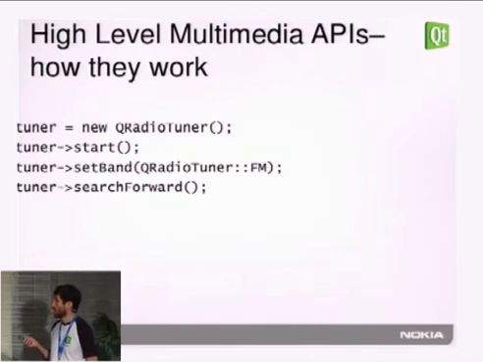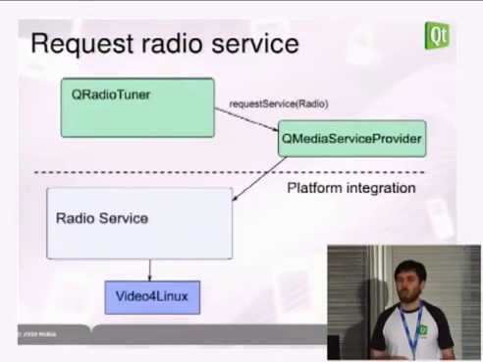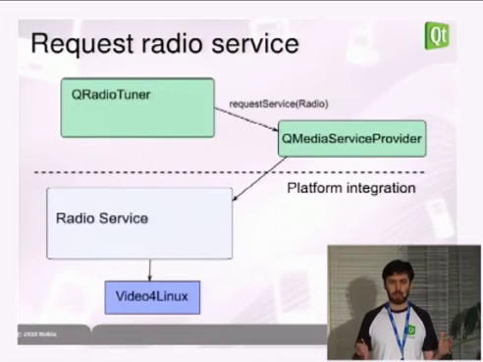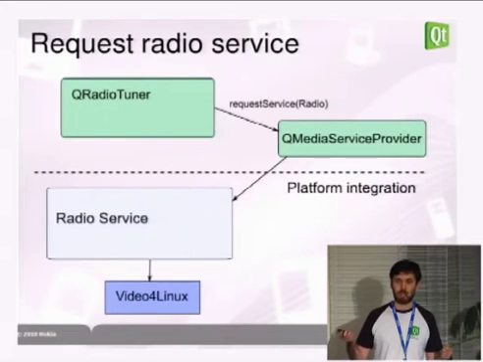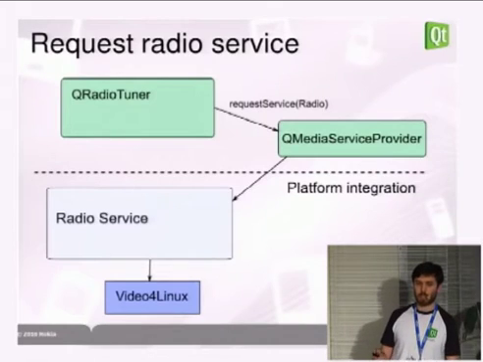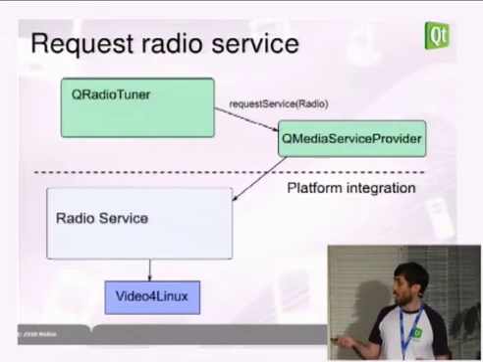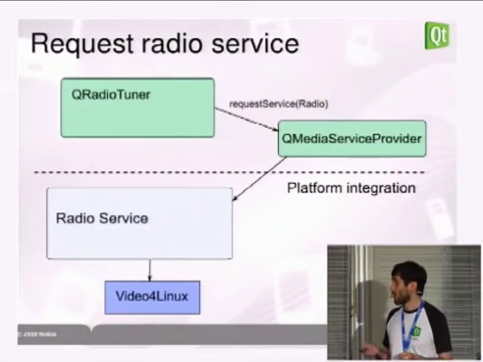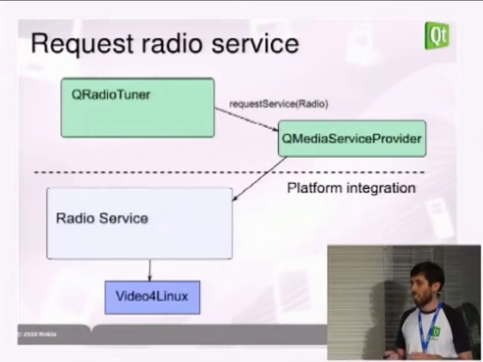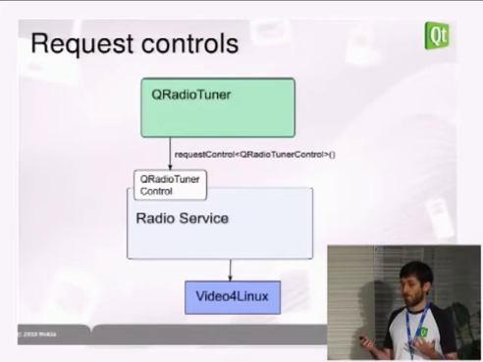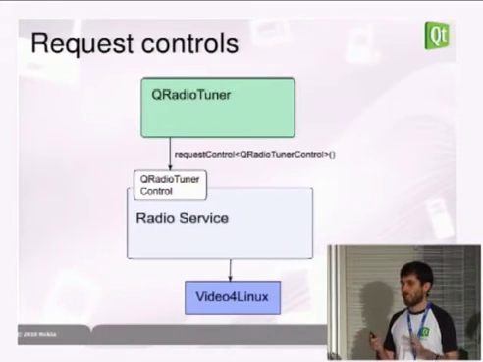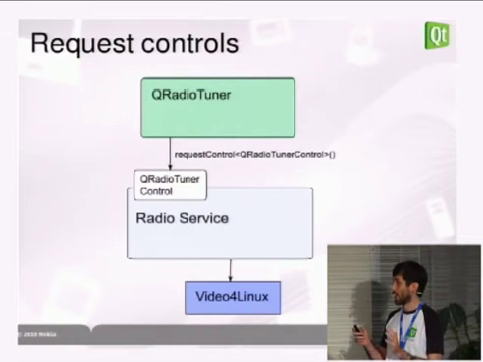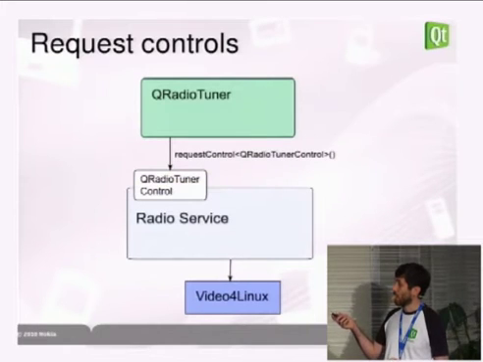But how does it work inside? When QRadioTuner is created, it requests a service implementation from the system. Usually these are media service plugins. It requests: please give me a service which provides radio. If one of the plugins installed on this system provides this backend, in this case the Video4Linux implementation, it gives you this radio service. Then, to have access to things like changing the volume, QRadioTuner requests controls. A control is an abstract interface for doing some task. And this is a more or less complete radio.